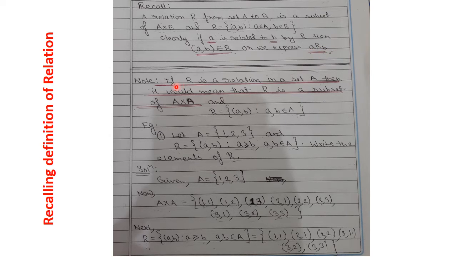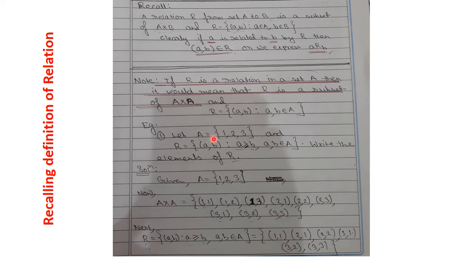Now, one thing we must note over here is, if it's written that R is a relation in a set A, then it would mean that R is a subset of A cross A. So all the time it's not necessary that we have got two different sets. It may happen that both the sets are the same. So in that case, R will be equal to the set of all ordered pairs (a, b), where a and b belong to A only.